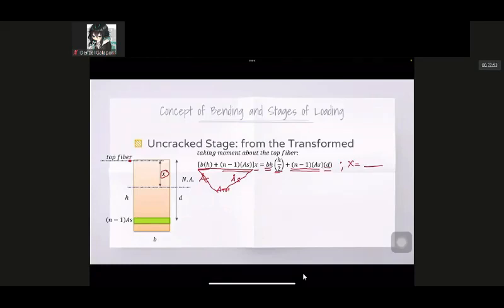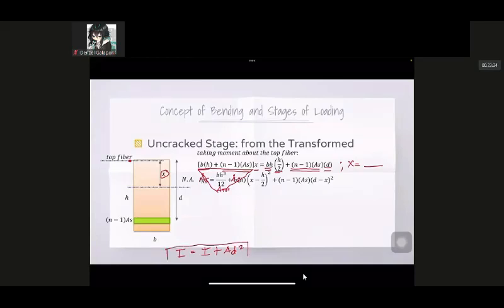And then another one from the transform section din, isosolve din natin yung moment of inertia about the neutral axis. Pag nasolve na natin yung X, we have to transform the section into the neutral axis or the moment of inertia about the neutral axis. How do we do that? So from the general formula, that is I, ita-transform natin yung dati niyang I or the moment of inertia plus the area multiplied by the distance or the moment arm from the neutral axis squared.